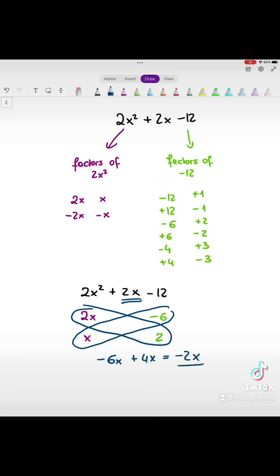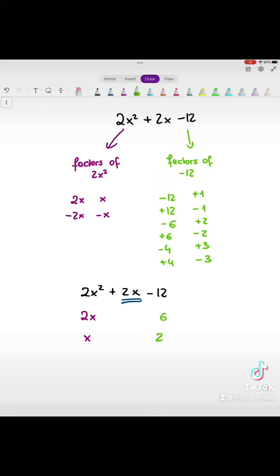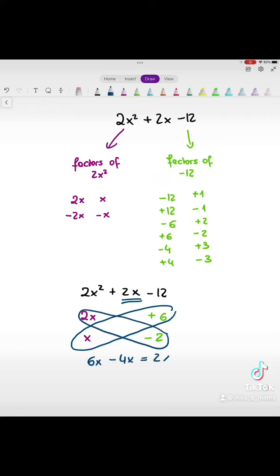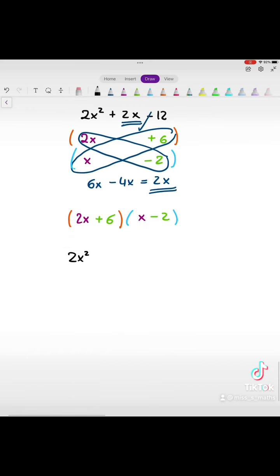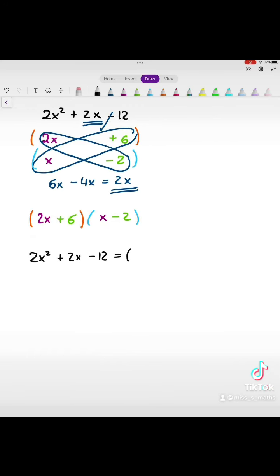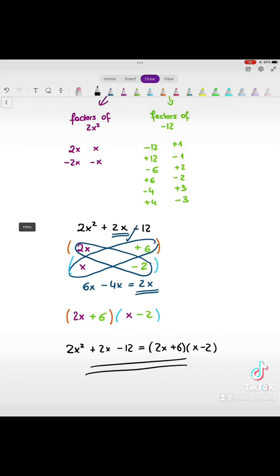With minus 6 and 2 now, I get to minus 2x, so the sign is off, meaning I now need to just swap the sign of my number values around to get to the correct value. I get my 2x and I put my brackets around the first row, which is 2x plus 6, and I put a bracket around the second row, which is x minus 2. And that means my 2x squared plus 2x minus 12 can be factorized into 2x plus 6 times x minus 2.